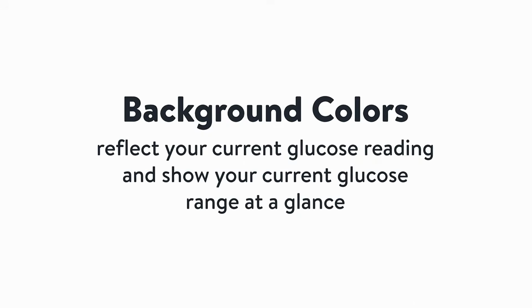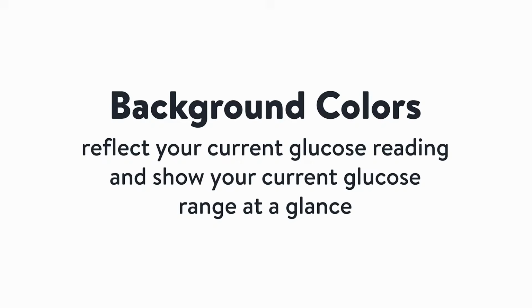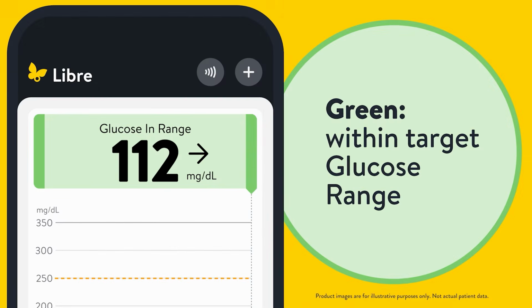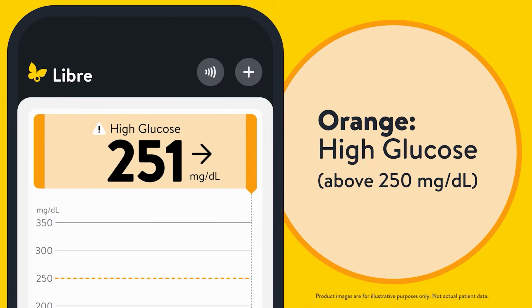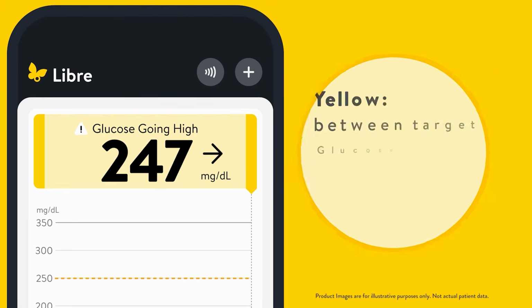Your background colors reflect your current glucose reading and show your current glucose range at a glance. Green means you are within your target glucose range. Orange means high glucose or above 250 milligrams per deciliter.